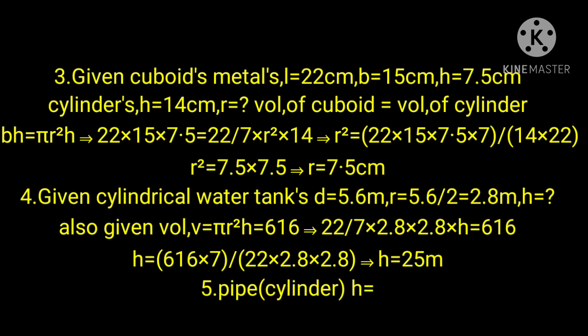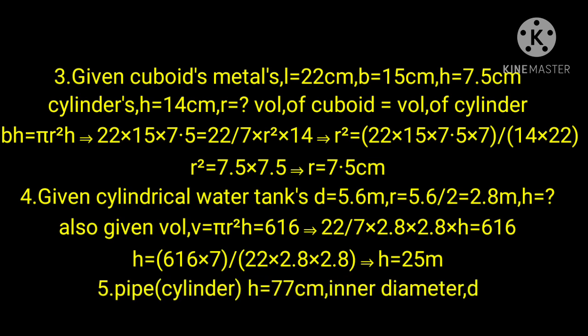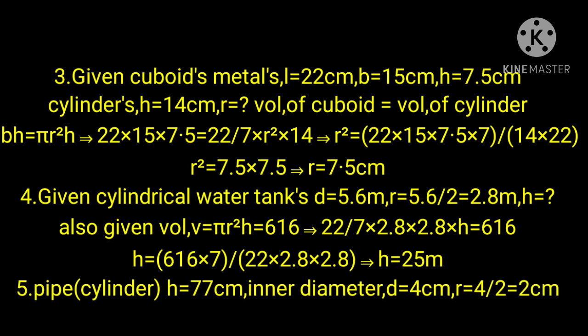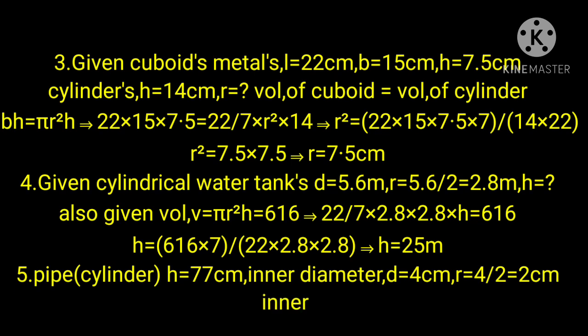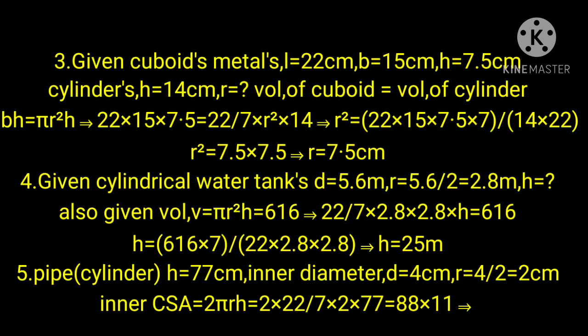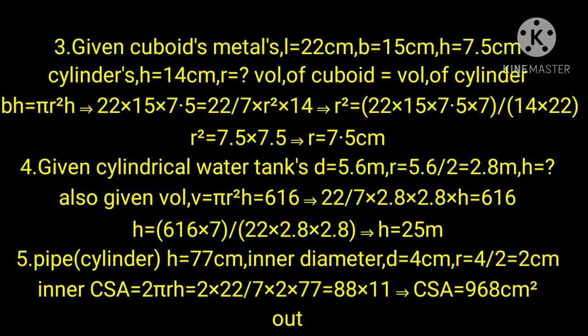Fifth question. A pipe, it is in the form of a cylinder. Height is given 77 centimeters. Inner diameter d is equal to 4 centimeters and radius is equal to 4 by 2, that is equal to 2 centimeters. Inner CSA is equal to 2 pi r h, that is equal to 2 into 22 by 7 into 2 into 77, is equal to 88 into 11, which implies CSA is equal to 968 centimeter square.